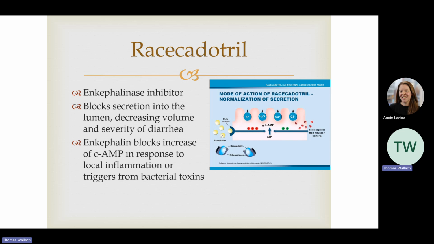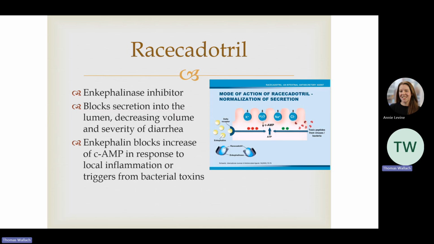Racecadotril I talked about earlier, it's an enkephalinase inhibitor. I have a large stockpile of this at home that I pick up every time I am anywhere else in the world where it is available. This is an astoundingly effective drug. I don't know why it is not for sale in the United States. Enkephalinase inhibitors basically work by blocking secretion into the lumen, which decreases the volume and severity of diarrhea.